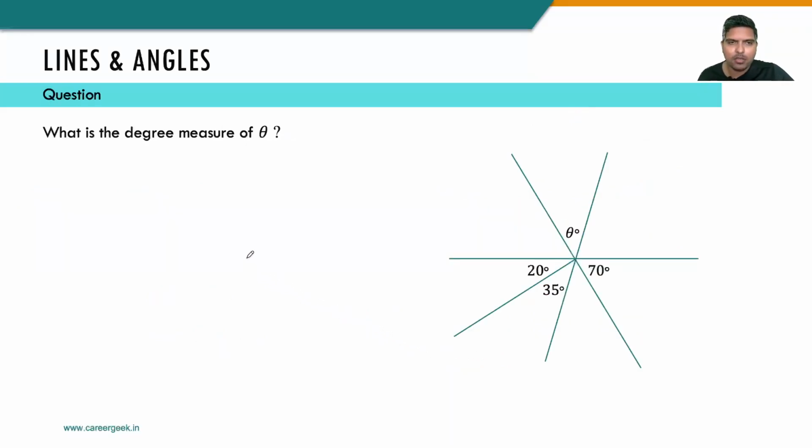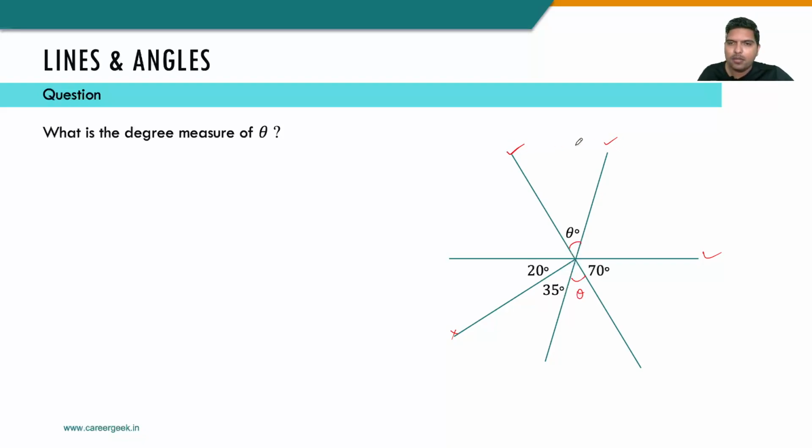Okay, one last question. Find the value of theta. So pause the video, see what are all the vertically opposite pairs. Okay, now I can see these two are straight lines and this is a straight line. There are three sets of straight lines and this is not a straight line. This is a ray or a line segment, let's say. So what I can say is opposite to this is also theta.